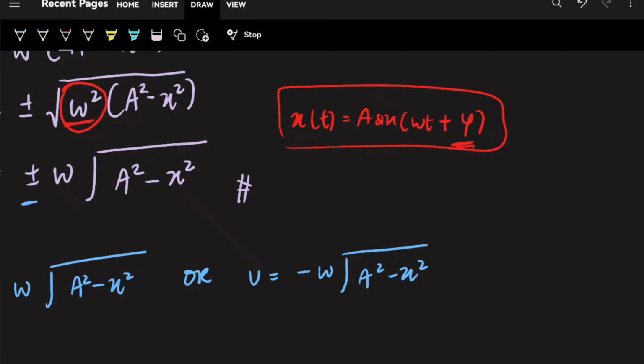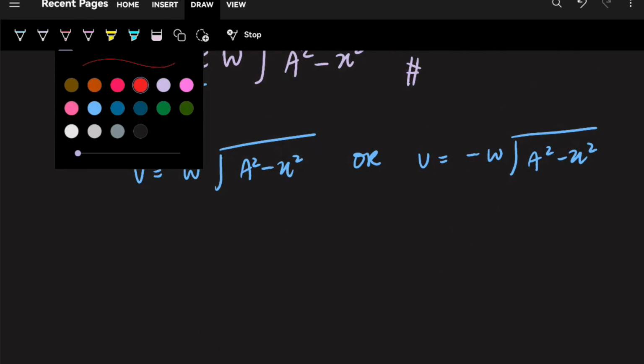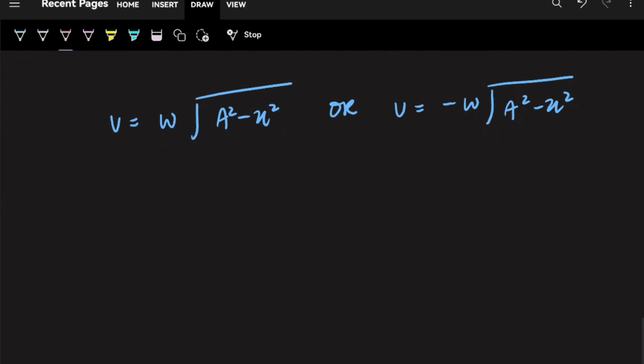Okay, so let's start. Let me pick a color. Okay, a bright one. So we know velocity is dx dt, right? So we can rewrite it as dx dt. Wait, let me write properly. Okay, dx dt equals omega square root a square minus x square.